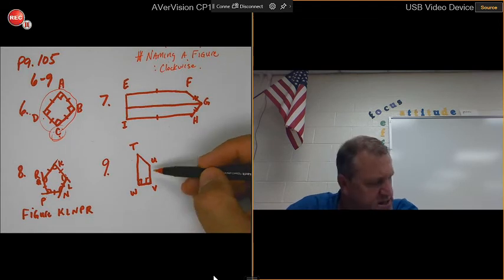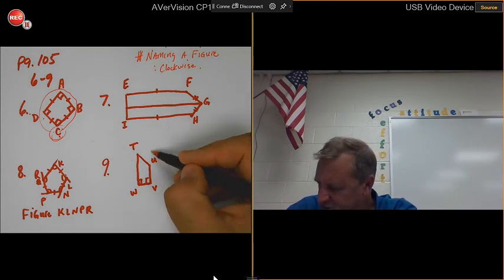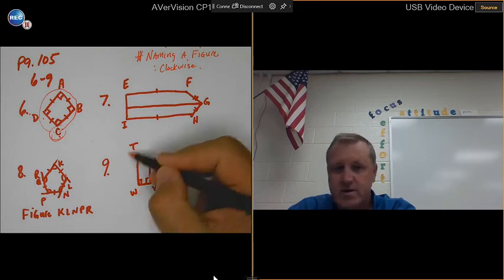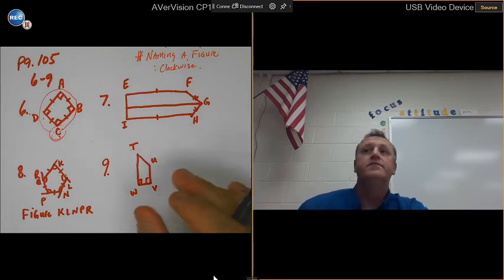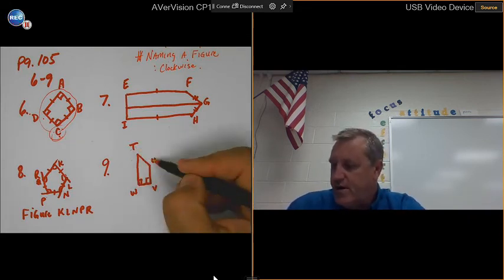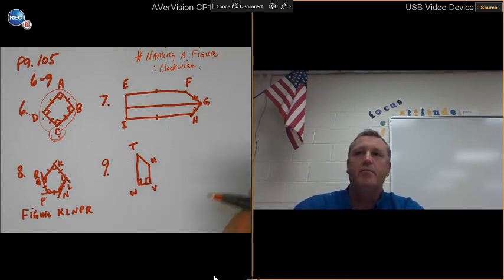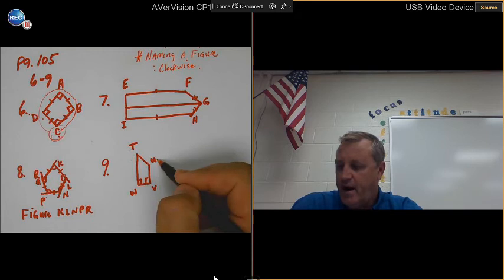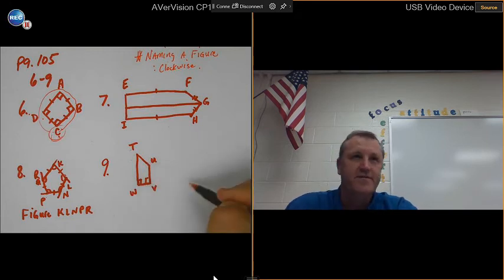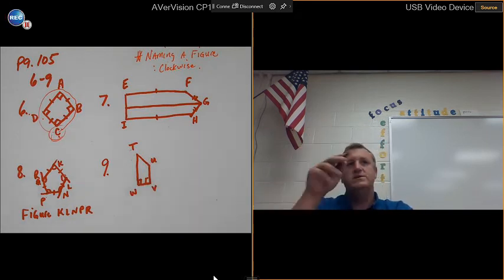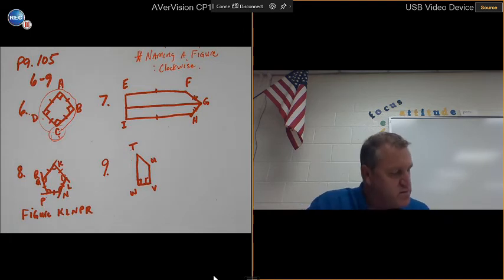And then look at 9. It starts with T, and it works its way around. T, U, V, W. Okay? So don't go T, U, and then cross the figure and go W, V, or anything like that. It's not like reading a book where you go to the end of the line and you go back to the left. You work your way clockwise around it.